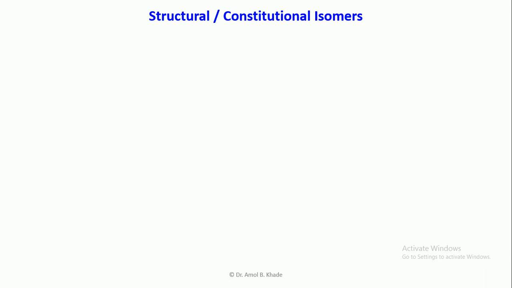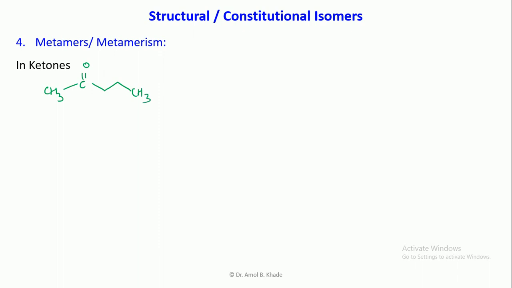Okay, we can take one more example of metamers. In ketones we will see now. CH3, C double bond O, then CH2, CH2 and CH3. You can name this. How many carbons? 1, 2, 3, 4 and 5. So it is a pentane. At carbon 2 we have the keto group, so it is pentan-2-one, or 2-pentanone can also be written.